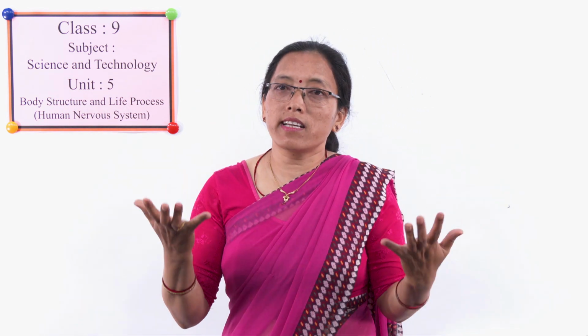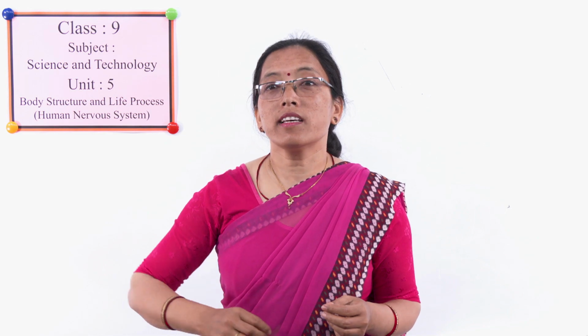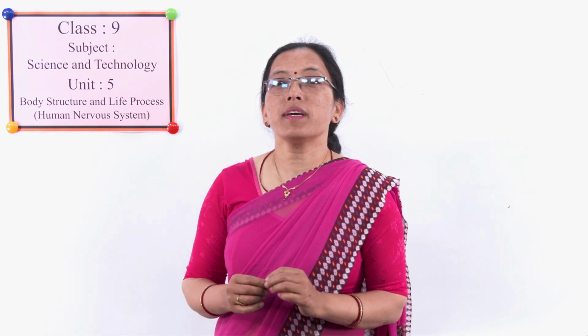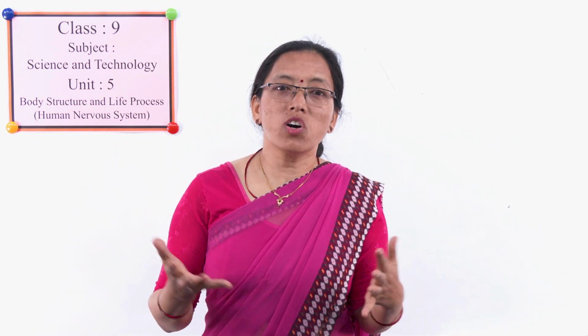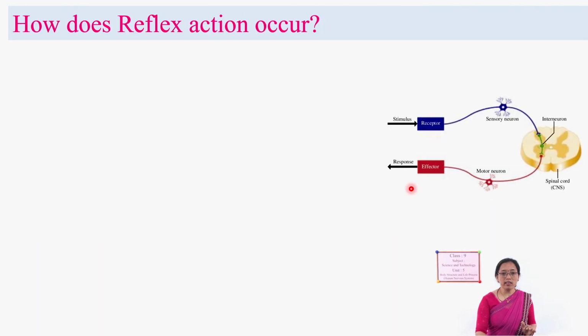If something is going to fall in your eye, at that time also you will blink your eye. And if suddenly you step on a nail, that time also. These all are reflex actions. What are the steps of how a reflex action happens?